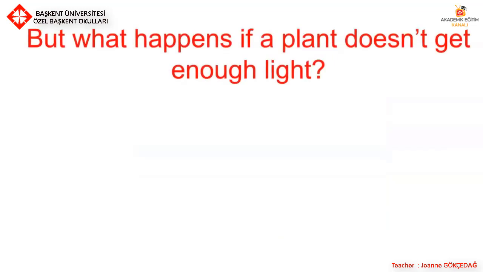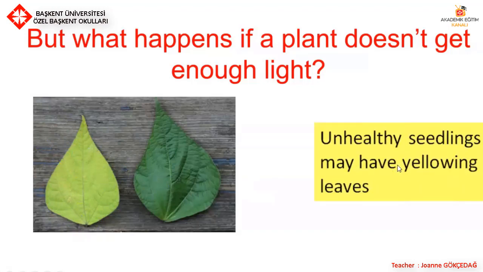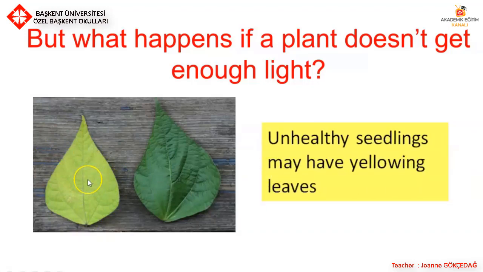But what happens if a plant doesn't get enough light? You can look at the difference between these two leaves. This is a very healthy plant, dark green. But look at this plant. Look at this leaf. Unhealthy seedlings may have yellowing leaves. So if a leaf starts going very yellow, it means it's not getting everything it needs.